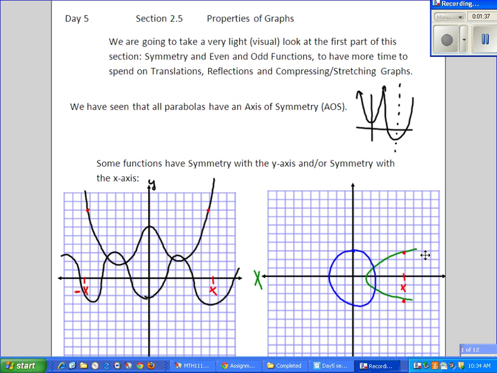Symmetry with the x-axis would be a shape like this green line here, a parabola on its side. The formal definition is that for any given value of x, if it has a y-coordinate, it also has a negative y-coordinate. And we don't see these nearly as often as the symmetry at the y-axis, because any graph that's symmetric with the x-axis is not going to be a function. It fails the vertical line test. A circle centered at the origin is a nice example because it has both symmetry with the y-axis and symmetry with the x-axis.